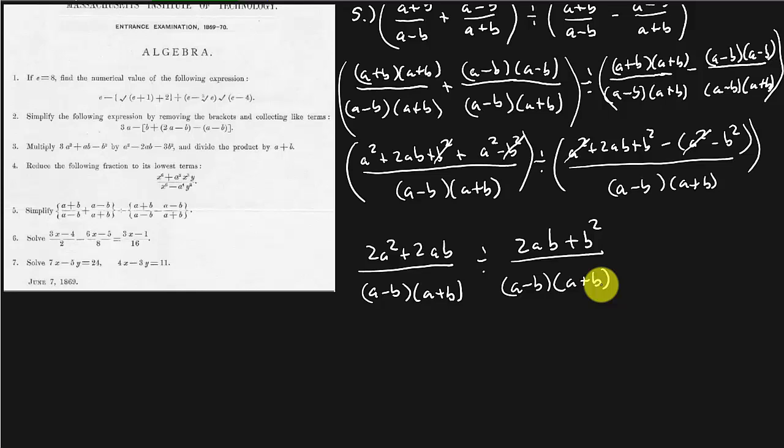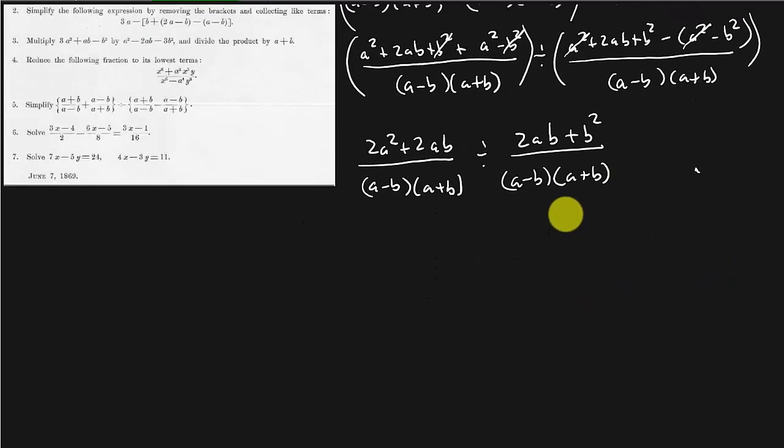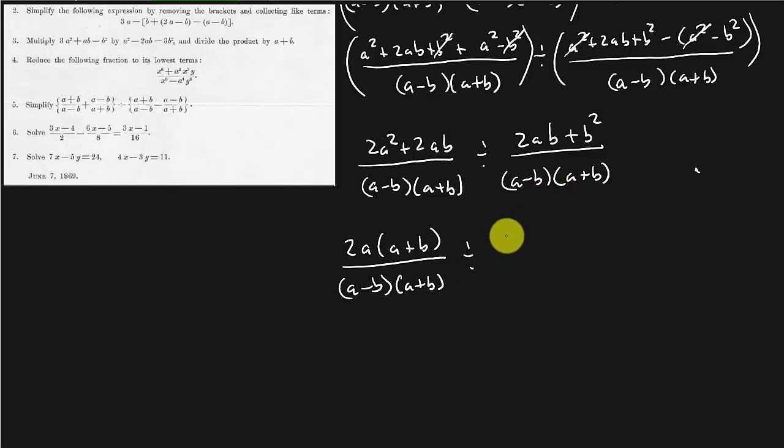And so then what we want to do is factor the numerators. So let's factor out a 2a, and that's going to leave me with a plus b over a minus b times a plus b, divided by, and then we're going to factor out a, oh, I messed that up. That's 2b squared. B squared minus negative b squared is plus 2b squared. All right, so let's factor out a 2b, and that's going to leave me with a plus b over a minus b times a plus b.